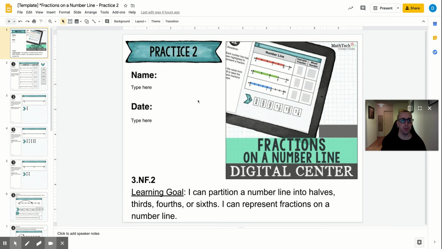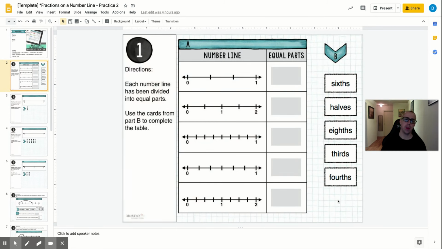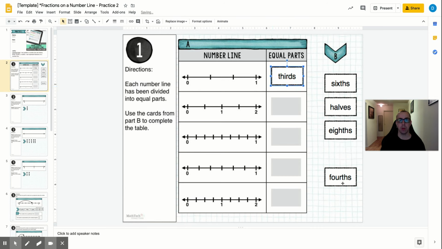Okay, so let's begin. Looking at these number lines, we need to count between 0 and 1 to find how many equal parts. So let's begin with the first one. We start at 0, 1, 2, 3. Okay, so this is right here 3/3. So this number line is representing thirds.